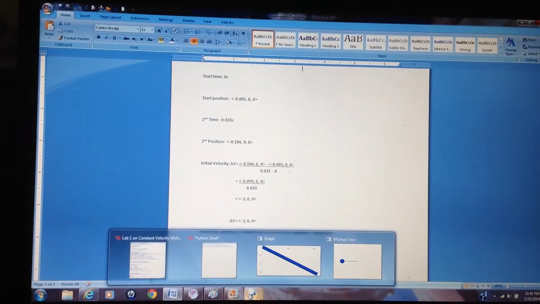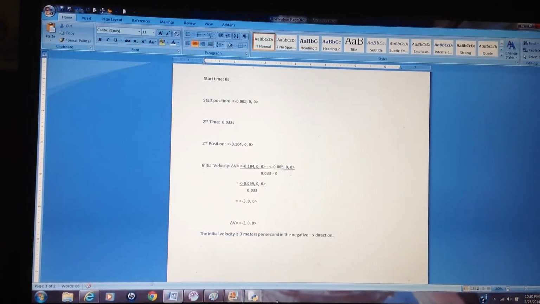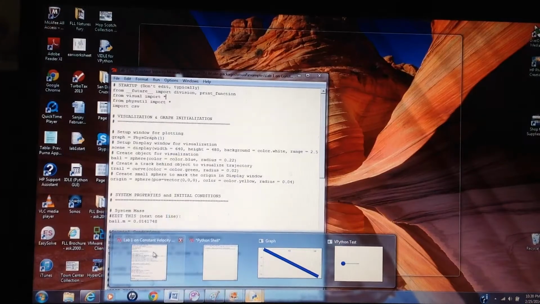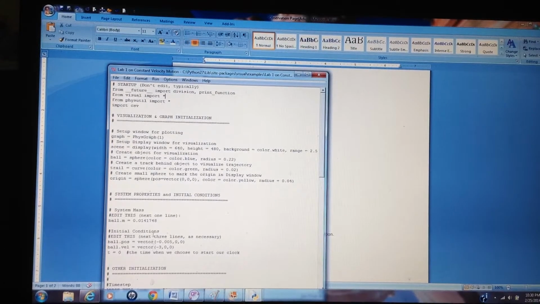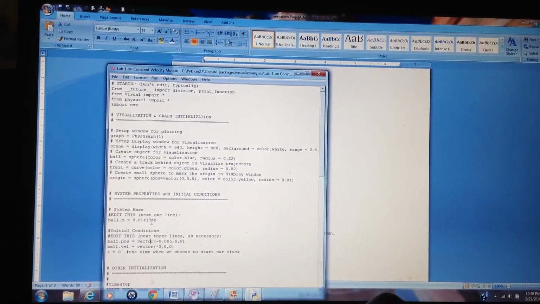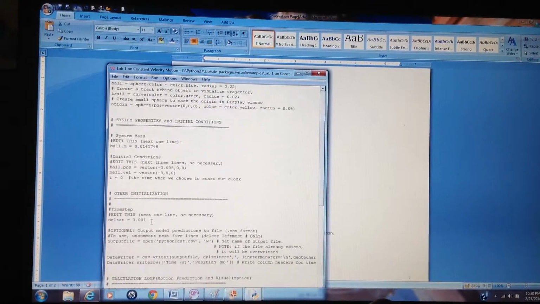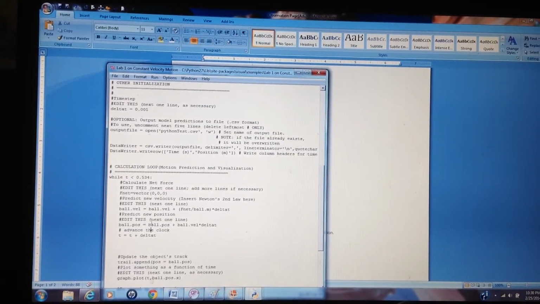So now we go to the startup program. Here it is. As you can see, I have inputted the ball's mass here, the start position here, and the initial velocity here. Of course, the net force is vector 0, 0, 0, as there can be no intended forces acting on the ball during constant velocity.